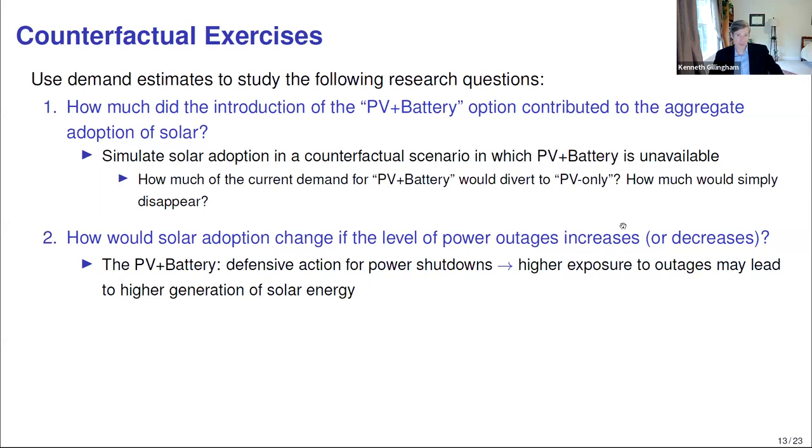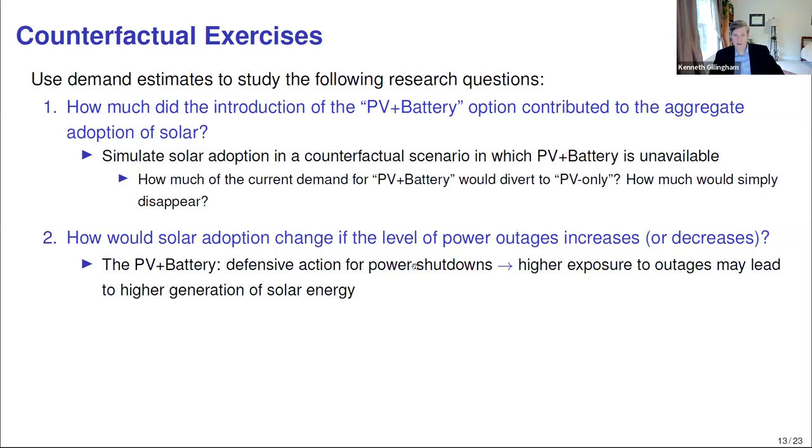So with climate change, we could expect potentially more power outages, but we could also see real efforts being undertaken by utilities to underground power lines or otherwise increase reliability and reduce power outages, tree trimming, et cetera. So here we have PV and battery.